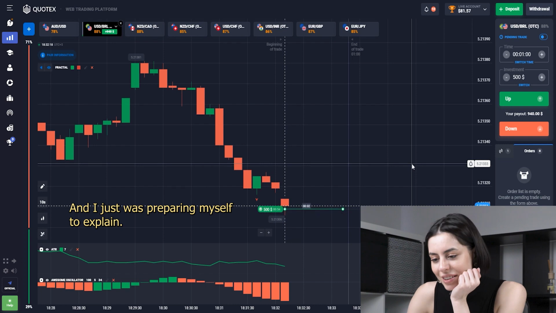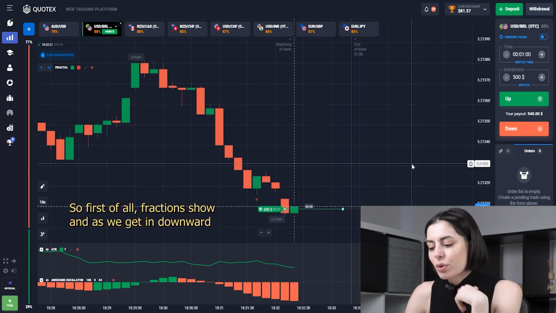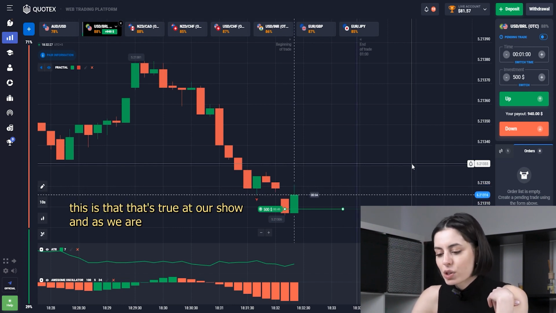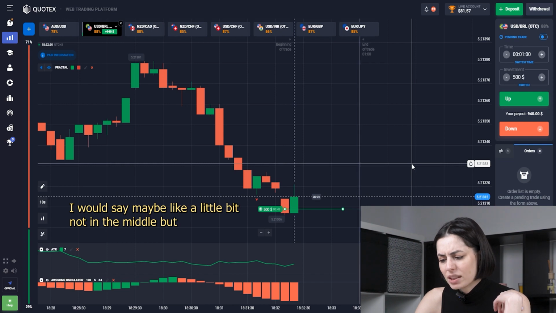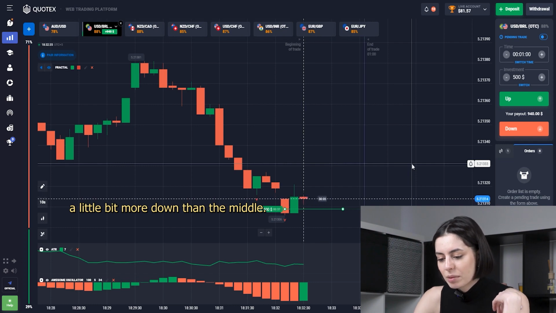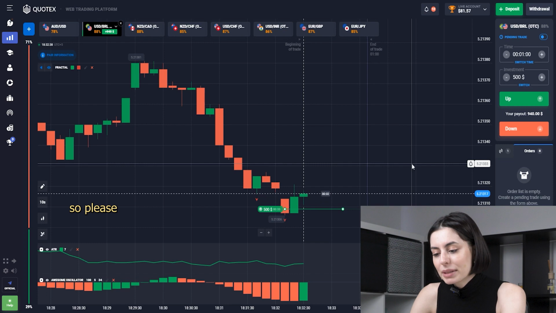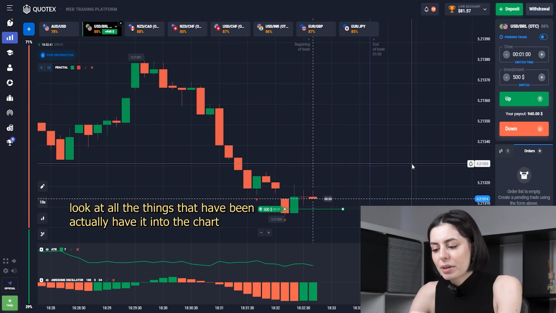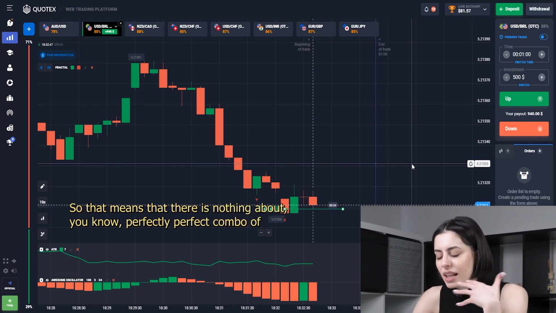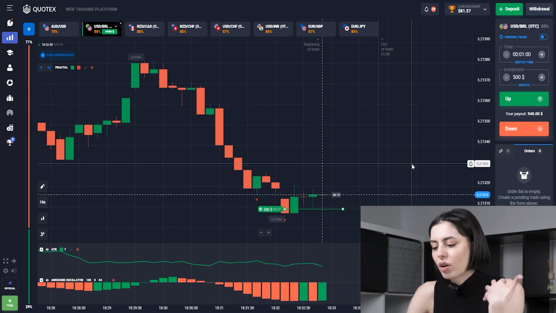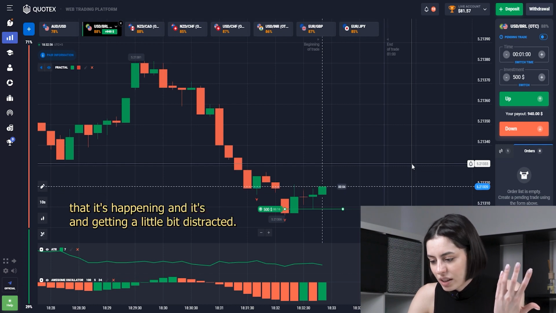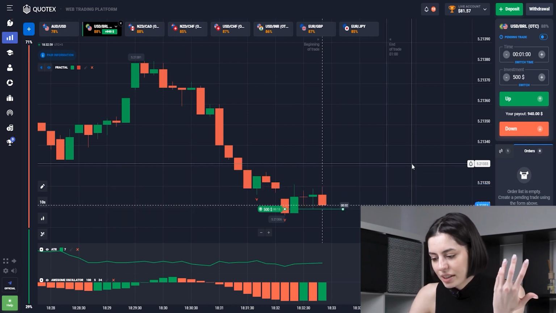I was preparing myself to explain. First of all, the fractal is showing us we're getting downward. This is it, that's true. ATR is showing us we are a little bit more down than the middle, but anyway, we are getting flat. So please look at all the things that have been happening to the chart and how it's not stated with the ATR. That means there is no perfect combo of that indicator. I'm checking all of that happening, and I'm getting a little bit distracted.